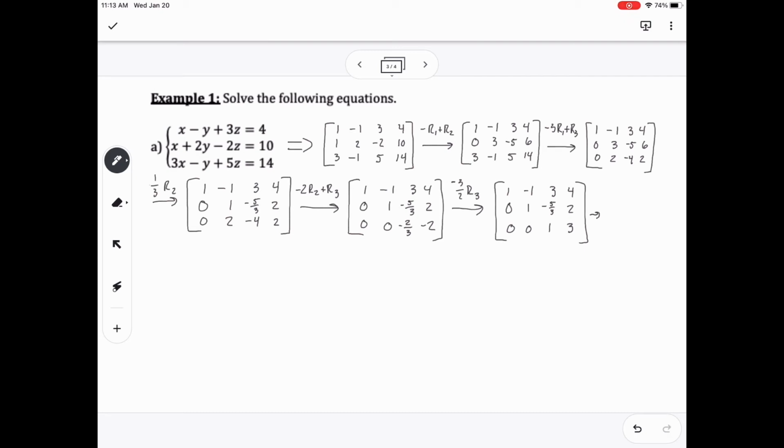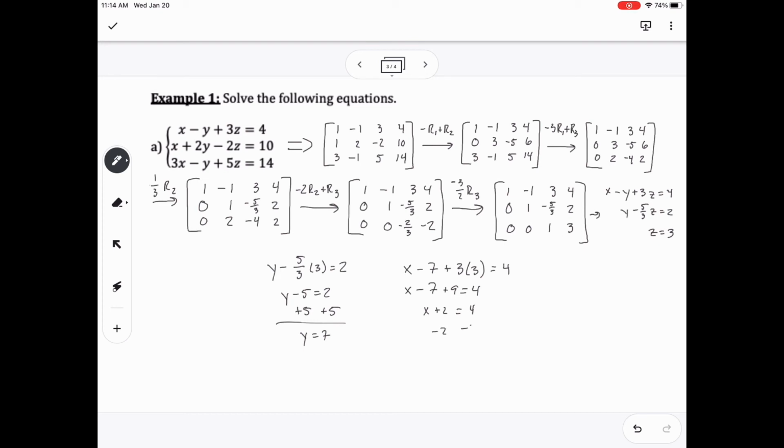Now I can take this out and write it as a system of equations again, and then I can solve. Plugging in the z got me y equals 7. Then plugging in both gets me x equals 2. And so I have my ordered triple of 2, 7, 3 as my answer.